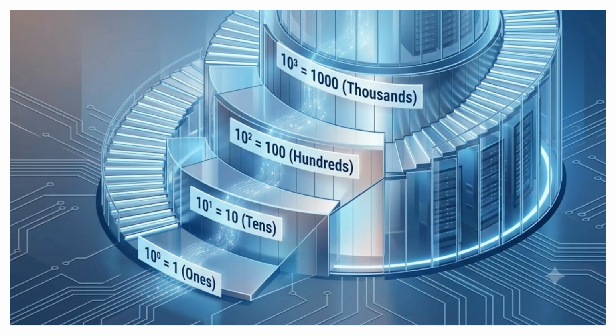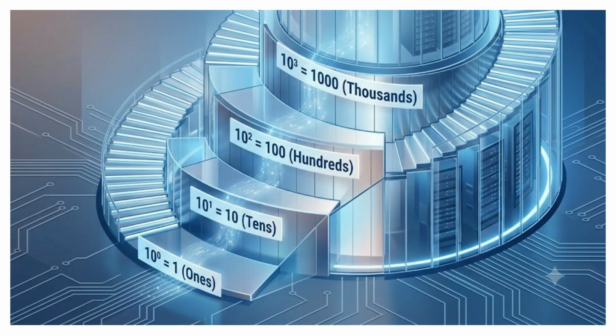Each step you move to the left represents a power of 10. We begin with the ones place. The ones place has a value of 10 to the power of 0, which equals 1. Next comes the tens place. This is 10 to the power of 1, which equals 10. Moving one step higher, we reach the hundreds place. This is 10 to the power of 2, giving us 100. Finally, we have the thousands place. This is 10 to the power of 3, which equals 1000.